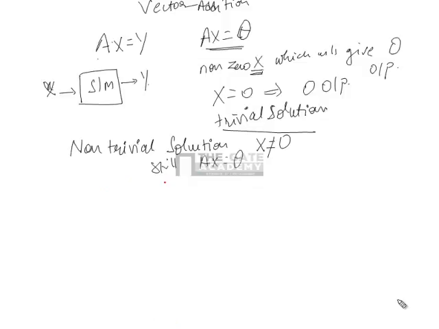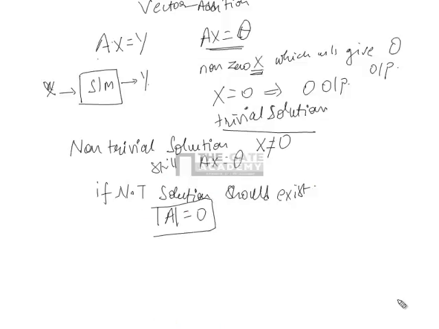So we proved that if a non-trivial solution should exist, the condition is determinant A should be 0. That is, A should have dependent columns, which will make determinant A as 0. Let us solve a quick example to understand this.